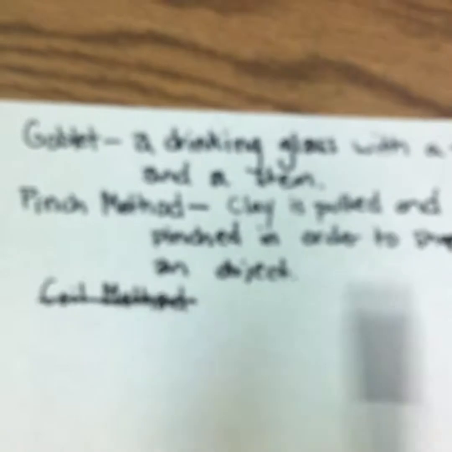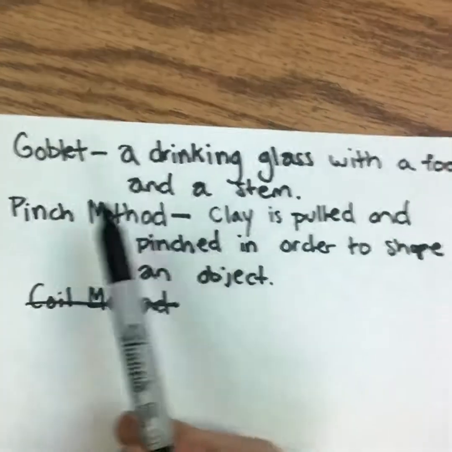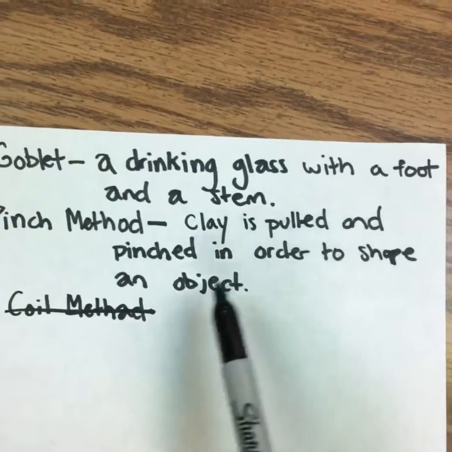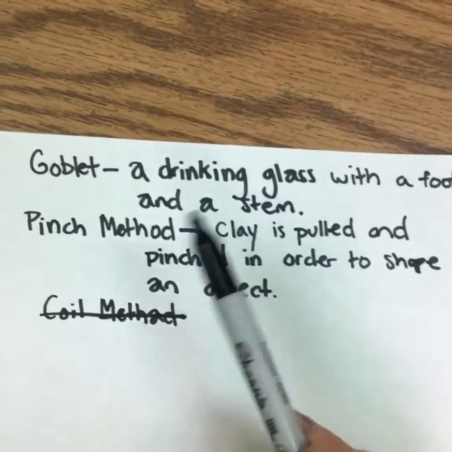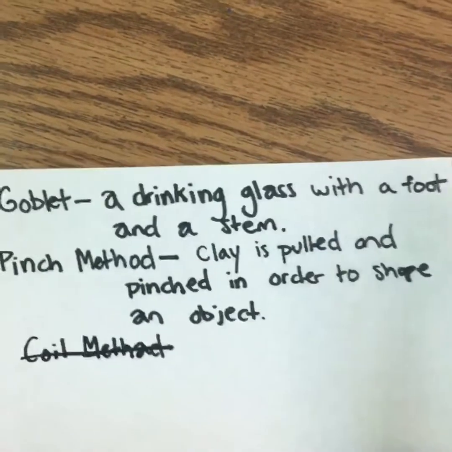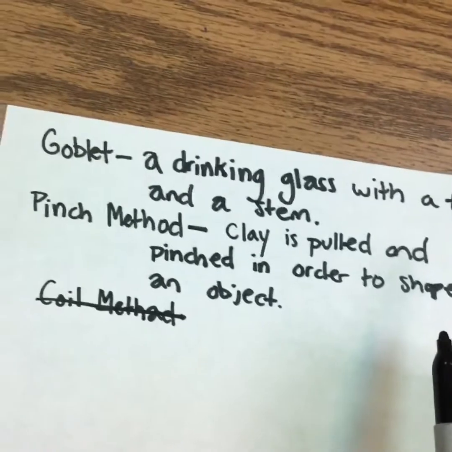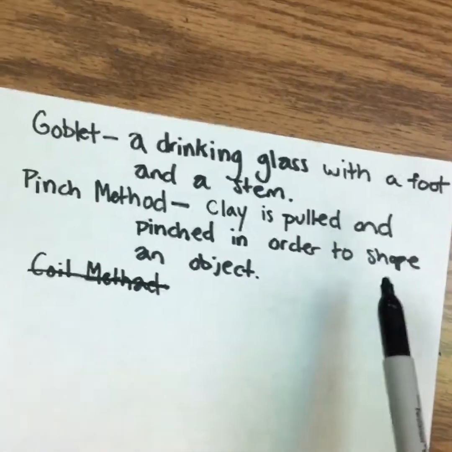So here's what we wrote. I want to zoom. There we go. Pinch method dash. Clay is pulled and pinched in order to shape an object. And then I accidentally went on without y'all, and then I totally messed up. But go ahead and copy this down the best you can. Give me a thumbs up, and we will move on to the next one.